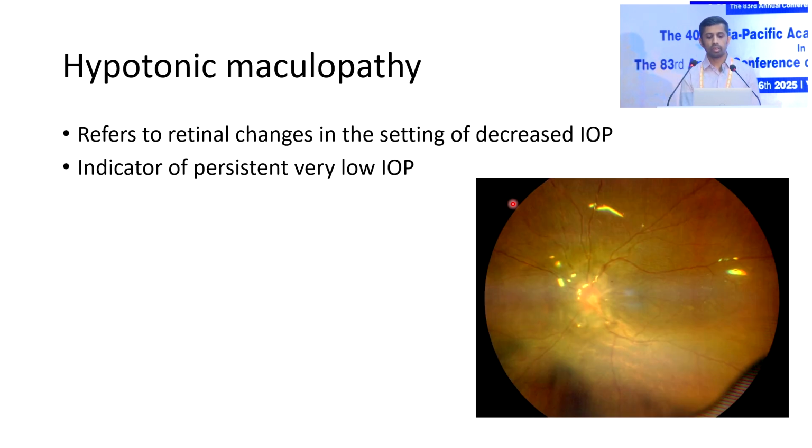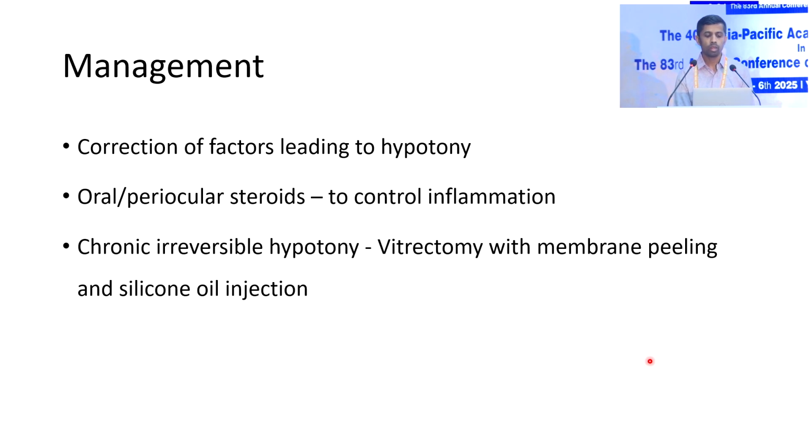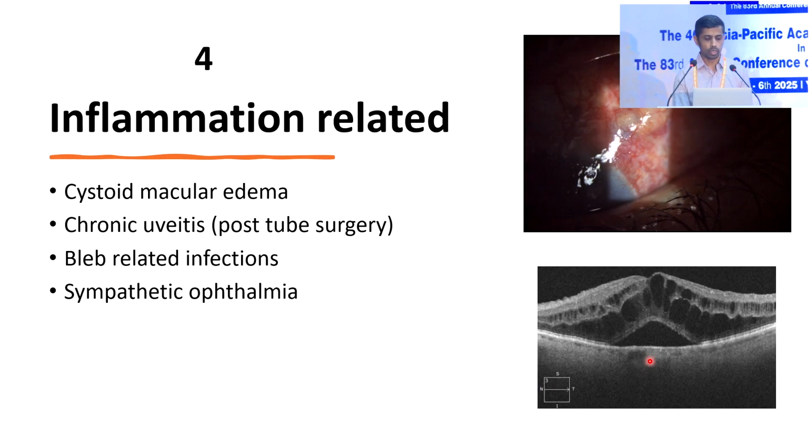Hypotonic maculopathy refers to retinal changes in the setting of decreased IOP. It is an indicator of persistently very low IOP. Clinical features include presence of subtle macular folds, disc edema, vascular tortuosity. Sometimes the disc edema can be very severe. And on OCT, we can see the presence of retinal thickening as well as choroidal folds. Management includes correction of factors leading to hypotony, and oral or periocular steroids to control inflammation. In chronic irreversible hypotony, vitrectomy with membrane peeling and cyanoacrylate injection is recommended.